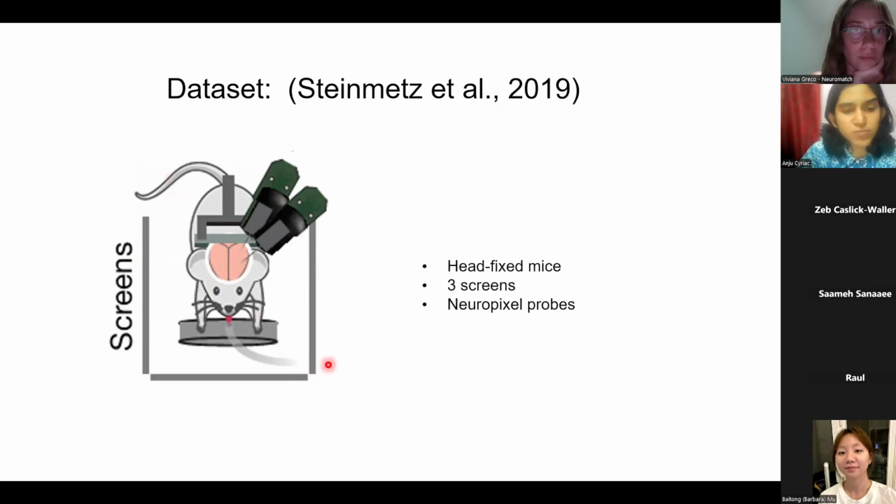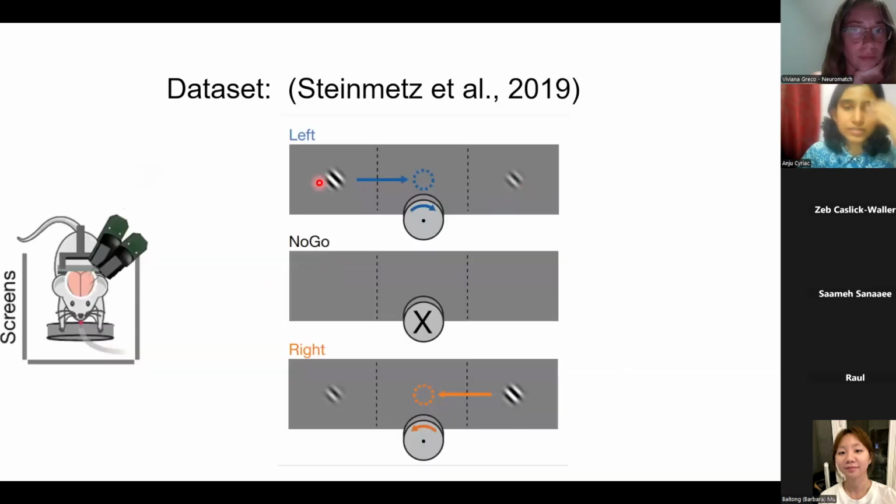And what is presented on these screens? It looks like this. Visual contrast discs are presented on the right and left side of the screen. This is the left screen, this is the right screen, and then the mouse is provided with a disc. What the mouse has to do is move the higher contrast disc to the center screen. If the high contrast is on the left side, then the mouse has to move that contrast towards the center. While if the high contrast is on the right side, the mouse has to move that contrast to the center. That was the task given to the mouse.